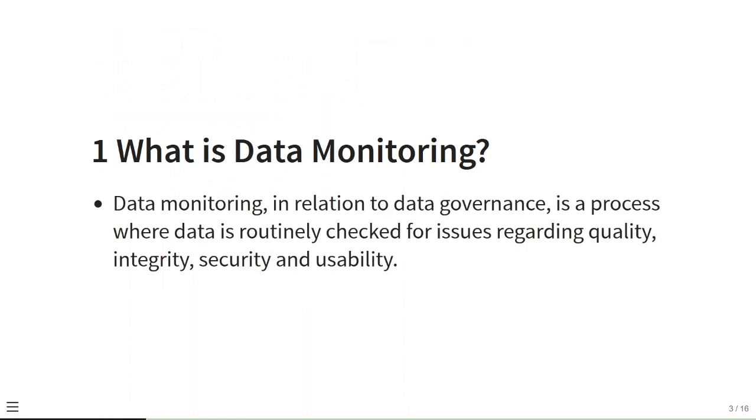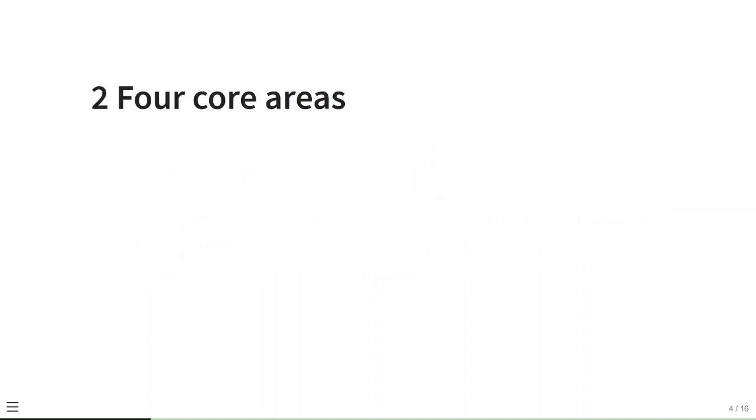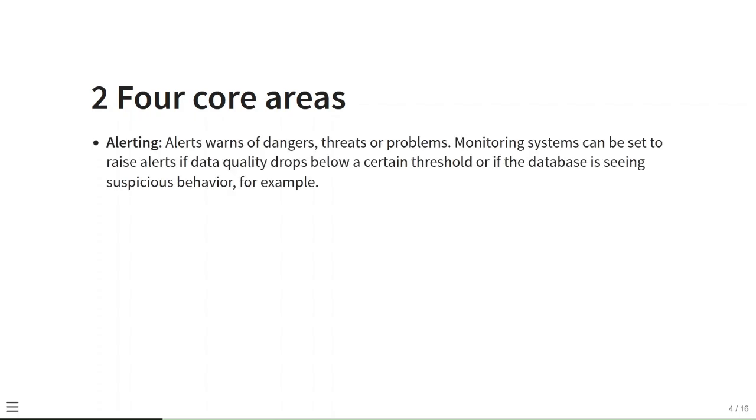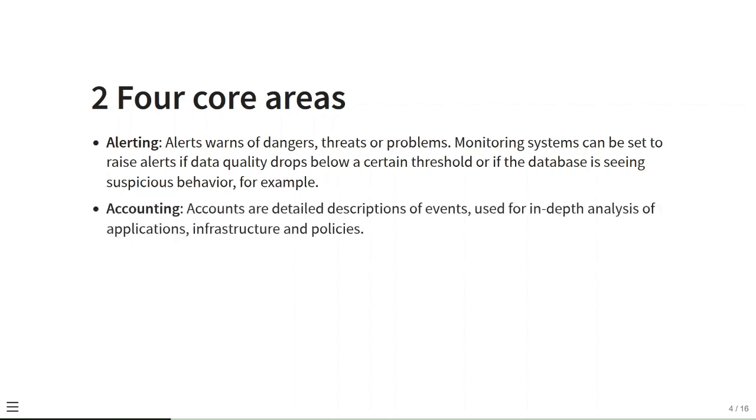Data monitoring in relation to data governance is a process where data is routinely checked for issues regarding quality, integrity, security, and usability. And 4 core areas of data monitoring are: alerting. Alerts warns of dangers, threats, or problems. Monitoring systems can be set to raise alerts if data quality drops below a certain threshold, or if the database is seeing suspicious behavior, for example.